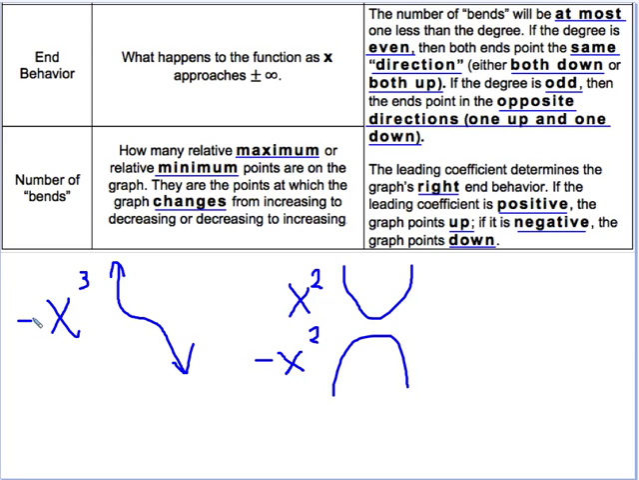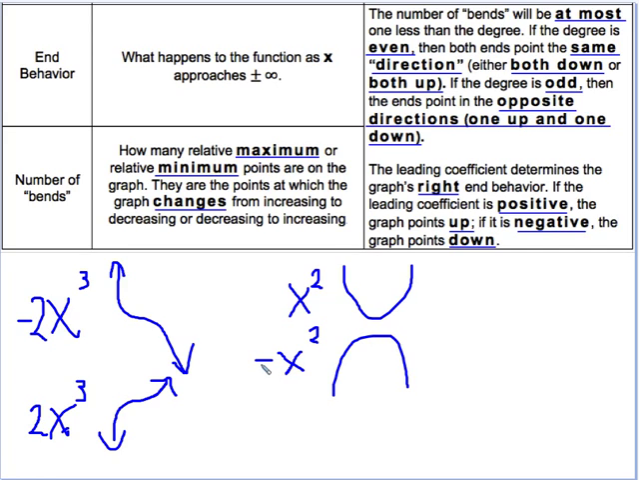So the leading coefficient, let's say this was a negative 2x cubed, then because of this negative, the right side of my graph would point down. Now, let's say I had 2x cubed, so this is positive, then the right side of my graph will point up and the left would point down. The reason why the left has to point down is because it's an odd degree, so my ends go in opposite directions.